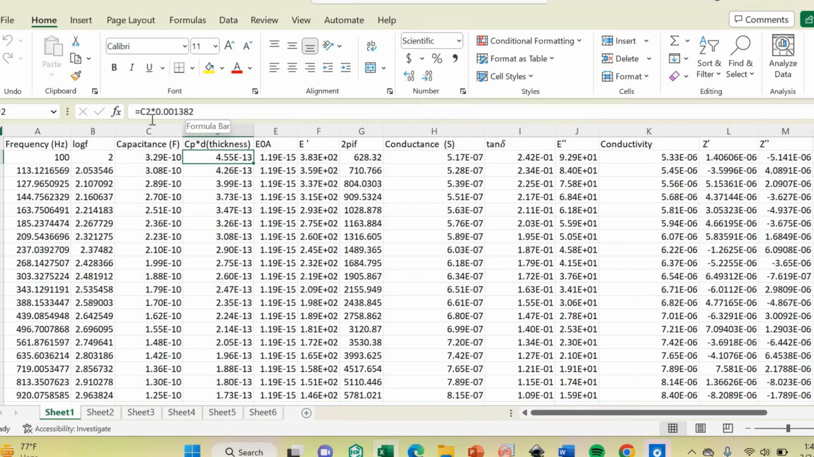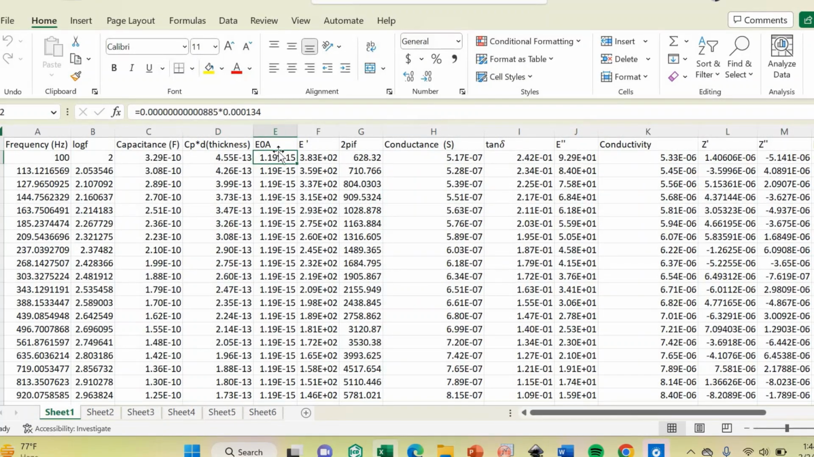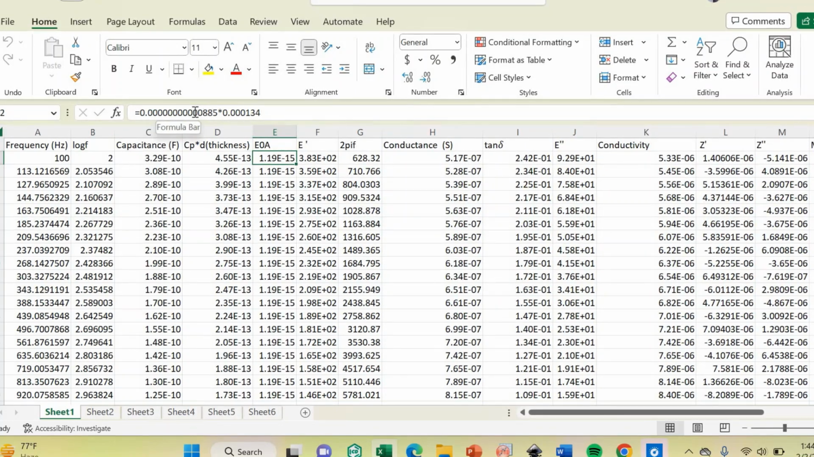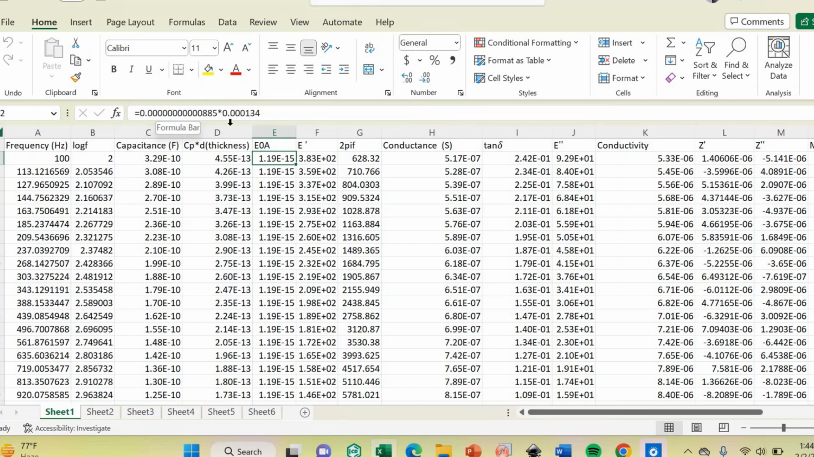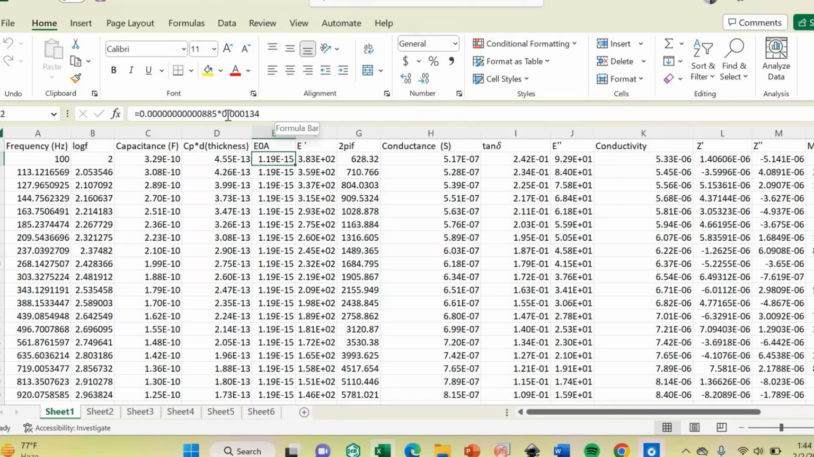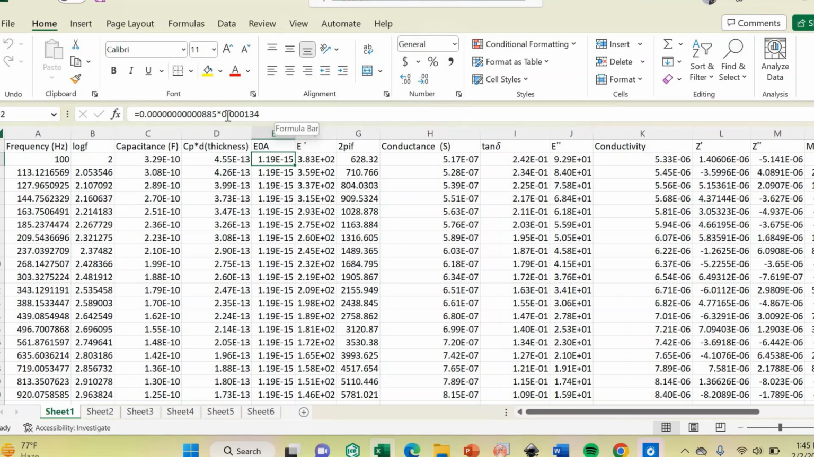Another one is epsilon naught A. Here epsilon naught is a constant value, 8.85 into 10 to the power minus 12, and A is the area of your pellet. If you have a cylindrical pellet, you can easily measure it. We also know that the area of a circular pellet is pi r square, where r is the radius.